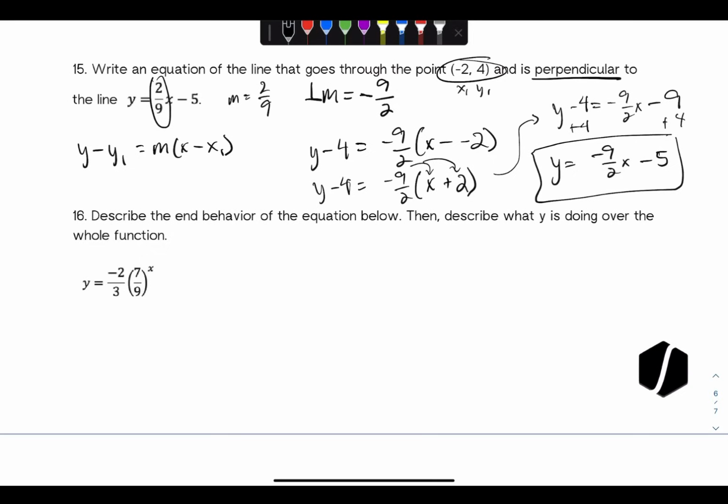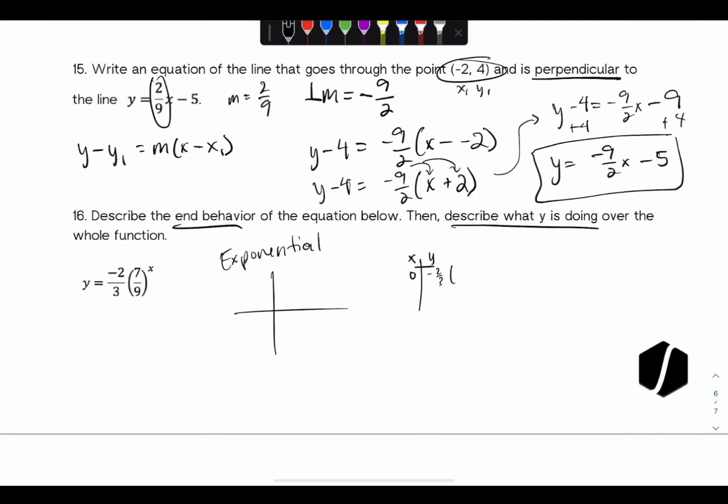All right, last question of this review. Okay, so 16. We know they want us to describe the end behavior and then describe what y is doing. So this is going to be an exponential function. Let's just see what this would look like on a graph. If we were to plug in 0 and see what y is, we have negative 2/3 times 7/9 to the 0 power. Well, we know anything to the 0 power is 1, so that's just going to be negative 2/3. So at 0, we're at negative 2/3.